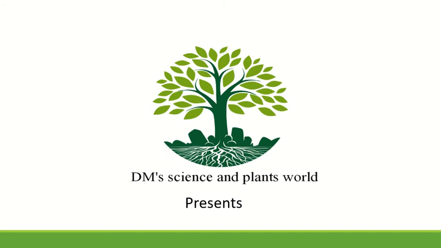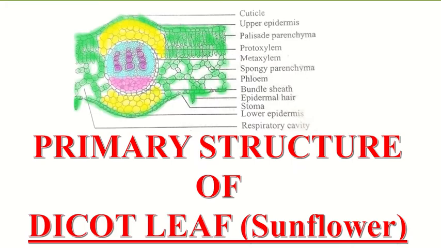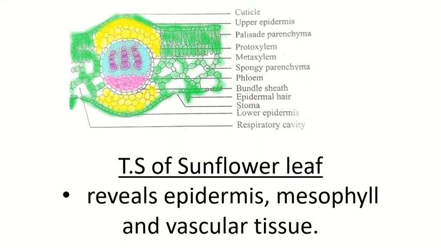DM Science and Plants World presents the primary structure of dicot leaf. An example of a dicot leaf is the sunflower leaf.